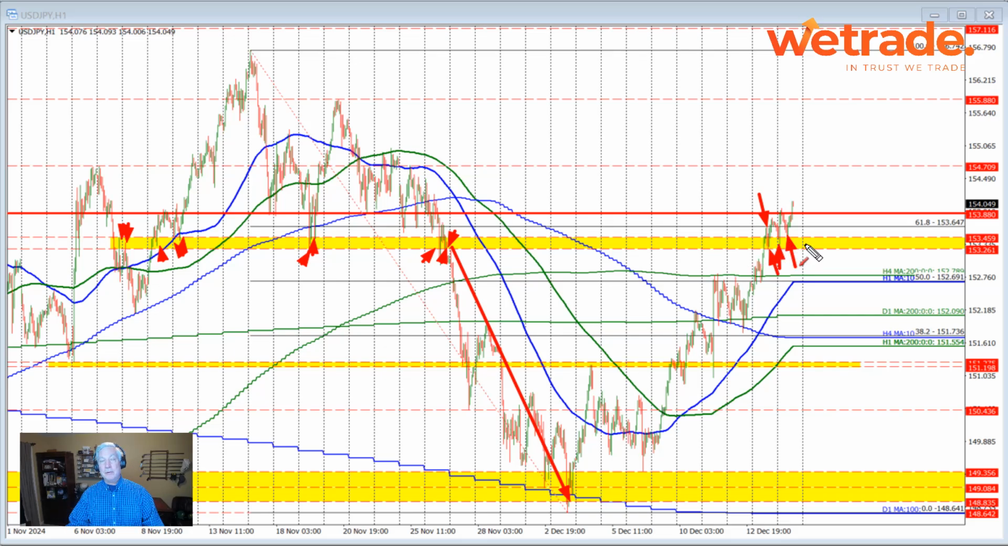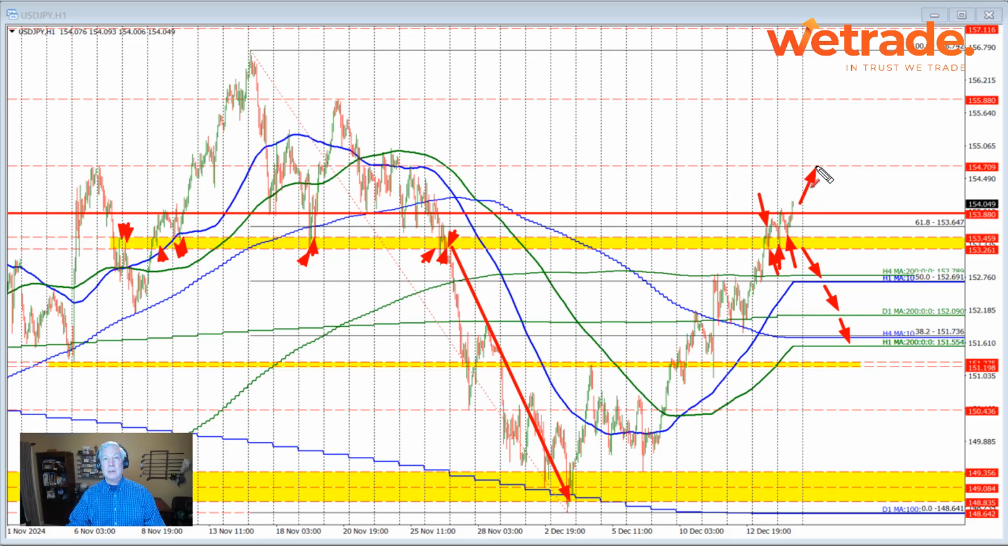We're going to need to get below this area right here between 153.26 and 153.46 to increase the bearish bias and have traders looking down toward our cluster of moving averages like the other charts show. But right now the buyers are more in control. We're also above this area right through here, which comes in at 153.88 and the 61.8% at 153.64. Staying above those levels is even more bullish for the pair.